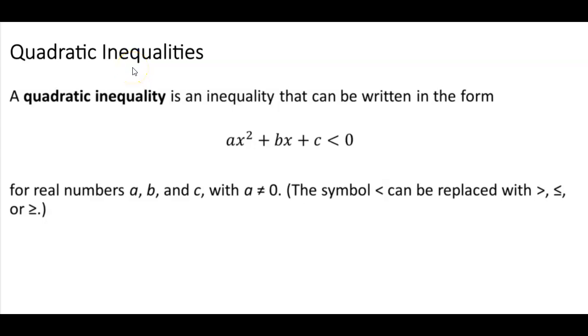Quadratic inequalities. A quadratic inequality is an inequality that can be written in the form ax squared plus bx plus c less than 0 for real numbers a, b, and c with a not equal to 0. Now the symbol less than can also be replaced with a greater than, a less than or equal to, or greater than or equal to.